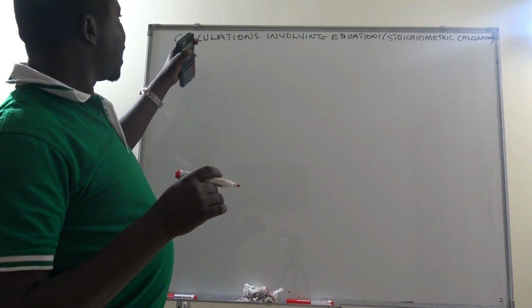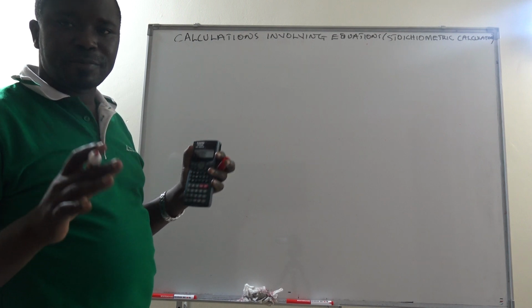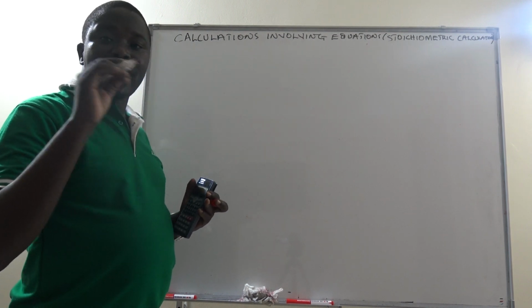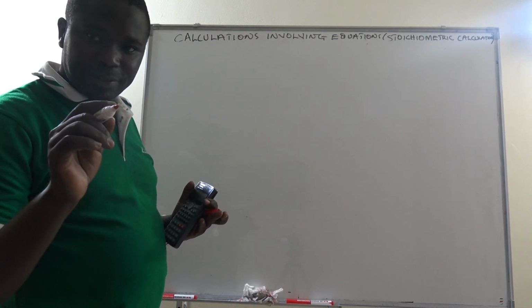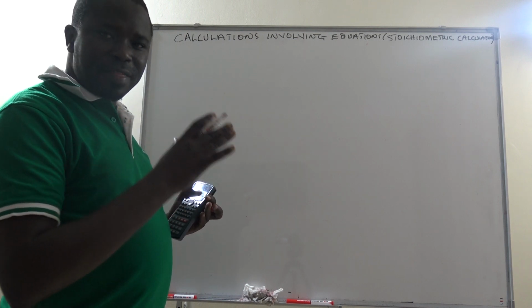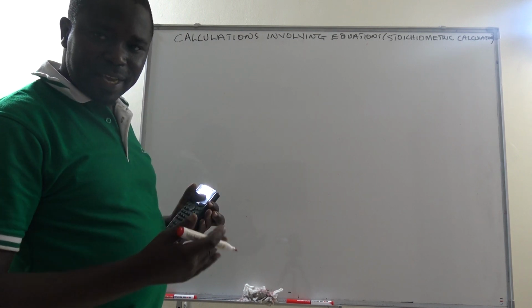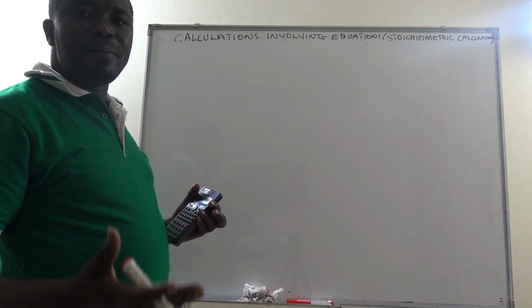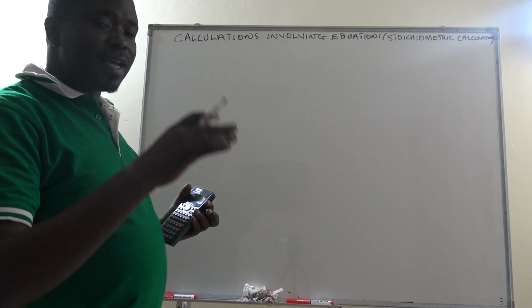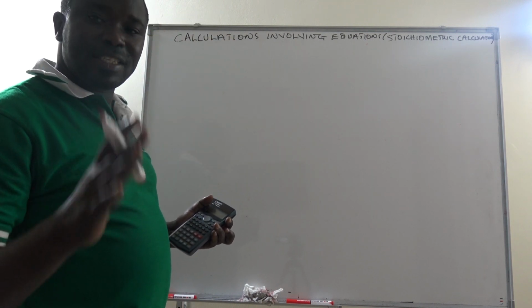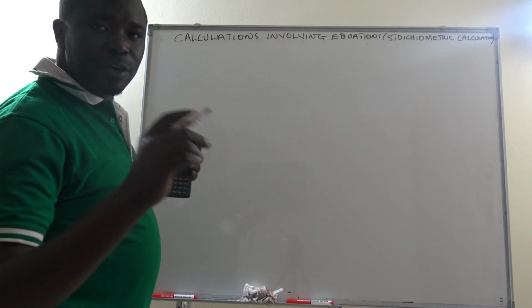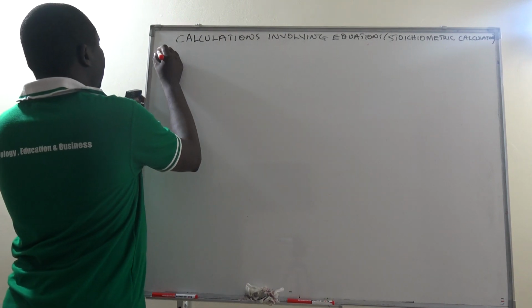We are continuing with the calculations involving equations, but in this case, we are going to write the equation by ourselves. There is some bit of thinking that we must involve, because I will give you a mixture of substances and we must see the ones that react. So let us look at this question here.